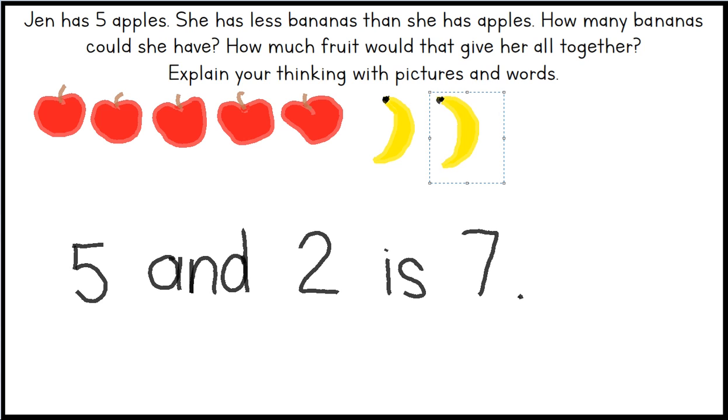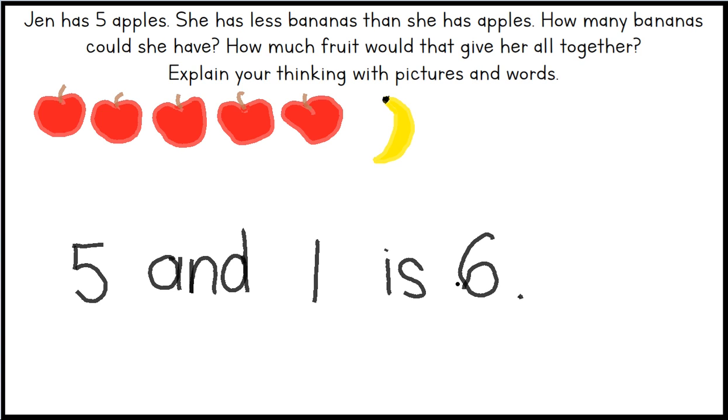All right, I'm going to take away another one. All right, so here it's 5 and 1 banana. So 5 and 1 is 6. All right, and again, we said Jen really could have 0 bananas. It doesn't say she had to have bananas. It said she had less bananas, and 0 is a number. So 5 and 0 is 5. All right, so those were the different ways you could have solved that problem, any one of those being correct.